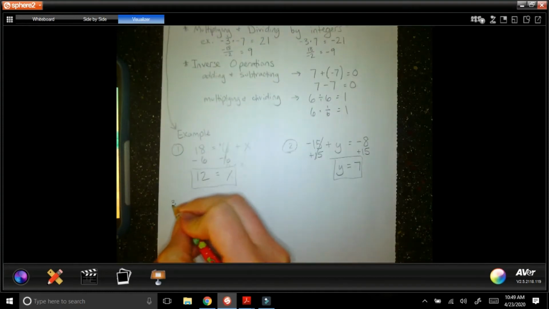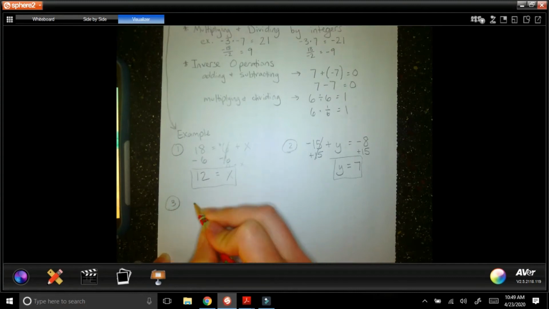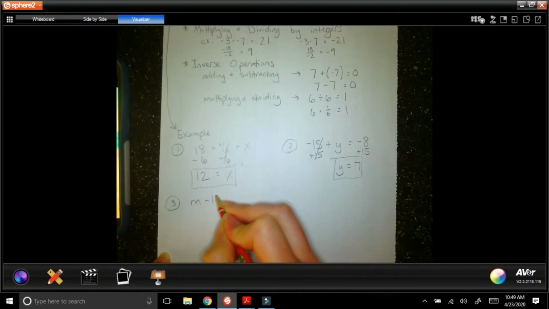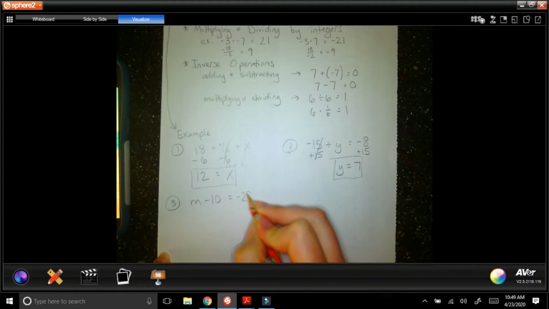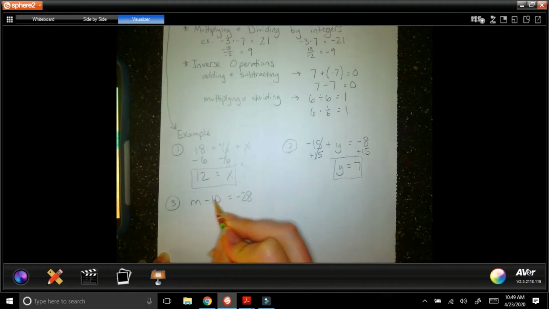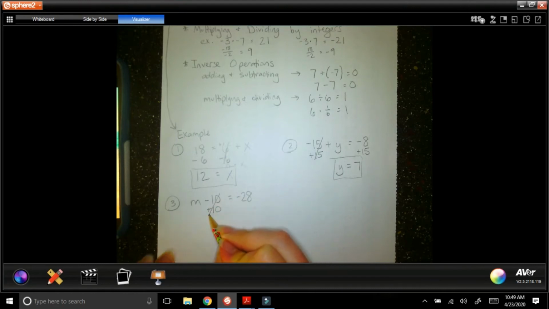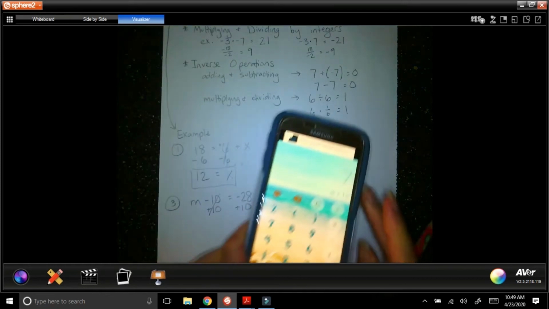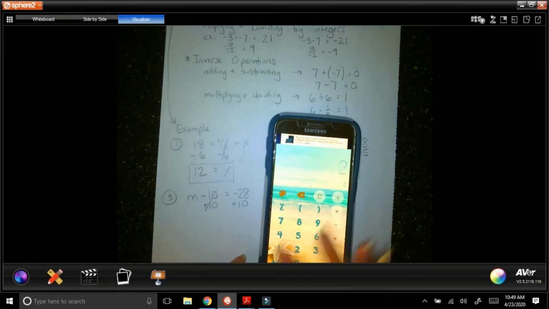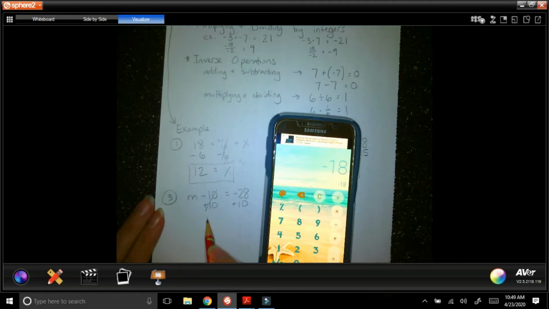Okay, example number 3, let's say I have m minus 10 equals negative 28. Because this is a negative 10, I'm subtracting 10. Adding 10 will get that to cancel out to be 0. And since I added 10 to the left side, I add 10 to the right side. So then on my calculator, I'm going to type in negative 28 plus 10 equals a negative 18. So m equals negative 18.